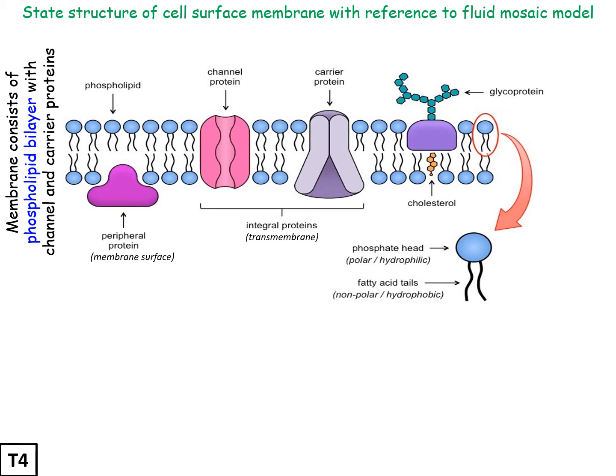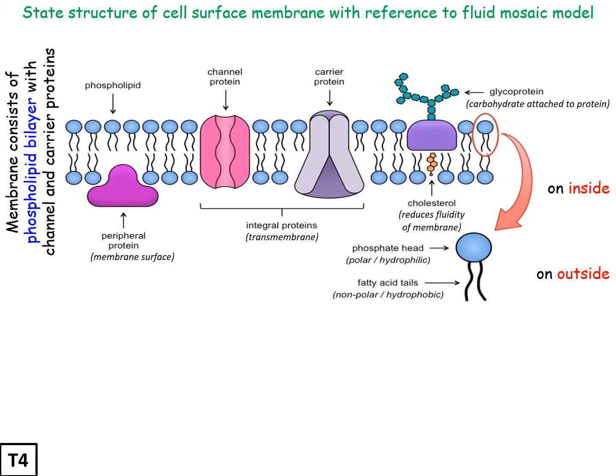so they're transmembrane. You've also got cholesterol, which reduces the fluidity of the membrane, so it makes it harder for the phospholipids to move around in locations where there is cholesterol. And you've also got glycoproteins, which are carbohydrates attached to a protein.